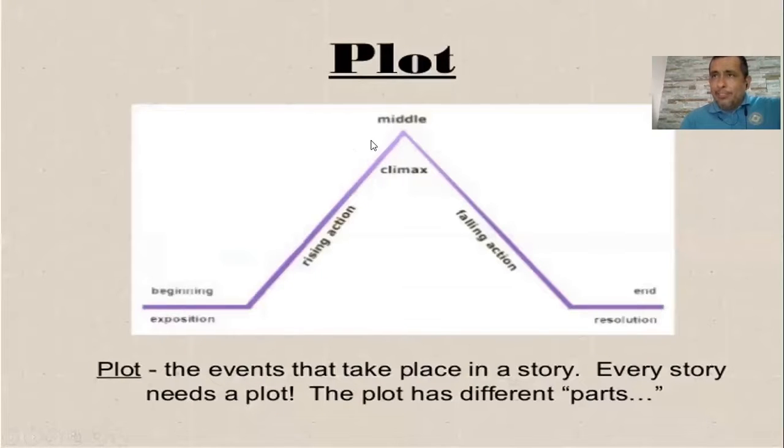Okay, here we have a little diagram of the structure, where you can see that the author starts with the exposition. The author is going to introduce the story, maybe describing the character or introducing a situation. Then the rising action is going to lead you to the climax. The climax is the middle point of the story, the highest point of the story. That's why I will be asking you what happened at the beginning, what happened at the middle, or what happened at the end of the story.